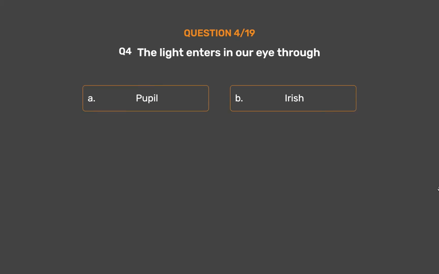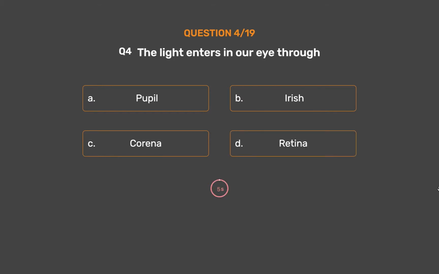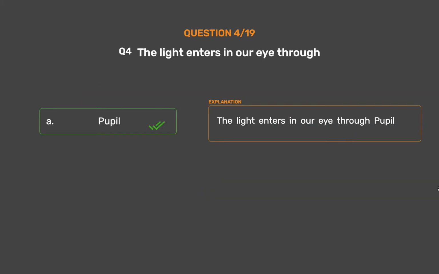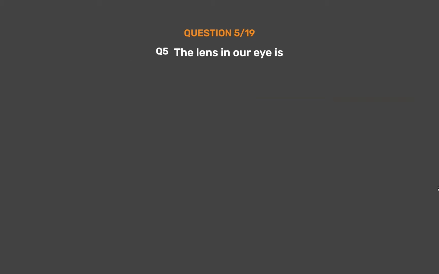Pupil. Option B. Iris. Option C. Cornea. Option D. Retina. The correct answer is Option A. Pupil. The light enters our eye through the pupil. Question number 5. The lens in our eye is Option A.